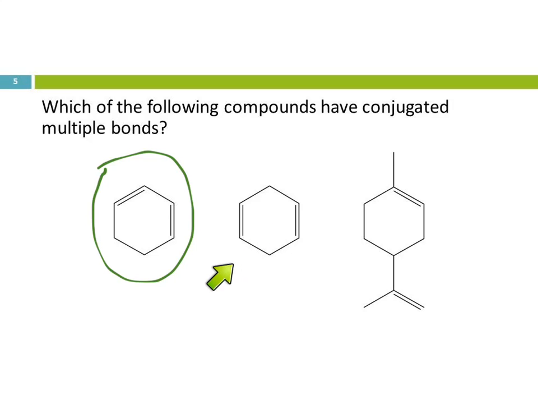How about this one? Is that conjugated? No. Double, single, single, double. Double, single, single, double. Not conjugated. How about the last one? That one's not conjugated either. There are two double bonds in it, but they're separated by more than one single bond. So it's not conjugated.